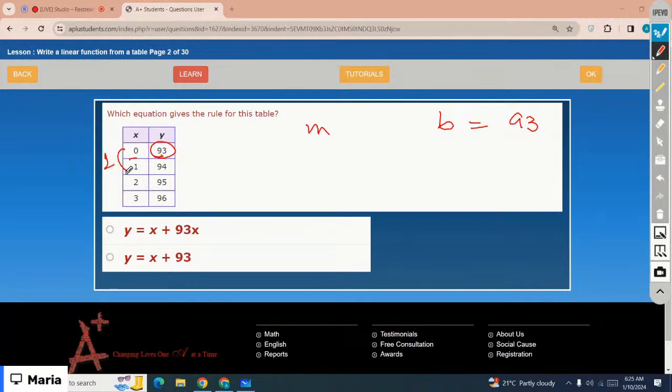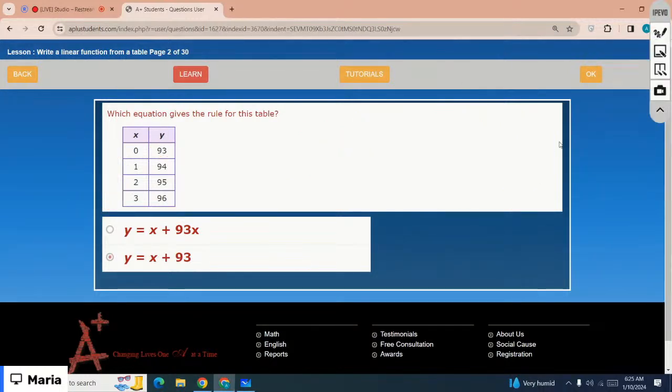Change in x is 0 to 1 is 1, 1 to 2 is 1, 2 to 3 is 1. Then the change in y is 93 to 94, 94 to 95, 95 to 96. That is change in x is 1, change in y is 1. So that is slope is 1. y equals 1x plus 93. So the equation is y equals x plus 93. Got it? The correct option is y equals x plus 93. The second one is the correct option.